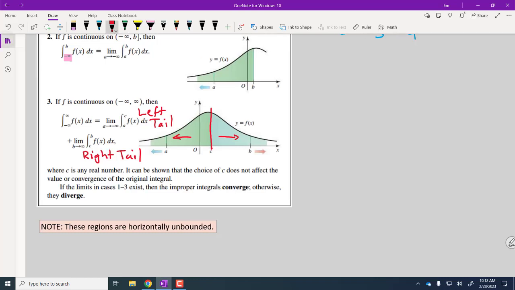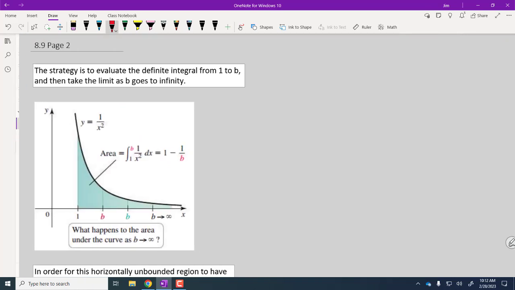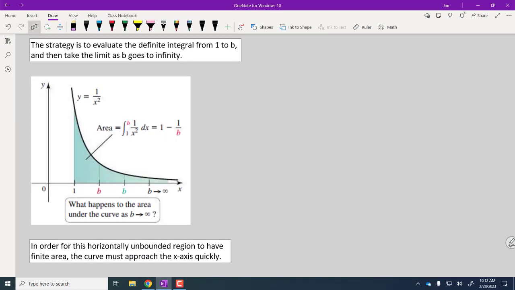Okay, so these horizontally unbounded regions, here one is. Again, this is an example where we're going to look at a right tail, and they're indicating here, hey, look at the b. If we let the b slowly go further and further out, in other words, take the limit, let's see what happens. So here's where we start. First, the integral. So the integral from 0 to infinity of 1 divided by x squared dx. So that is our improper integral.